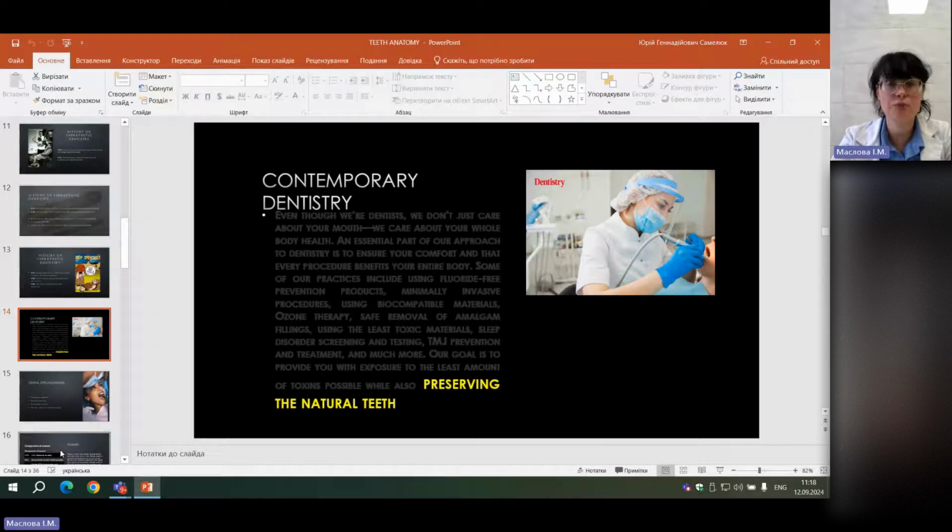The main goal is to provide you with exposure to the least amount of toxins possible while also preserving the natural teeth. Today, the principles of dental treatment have changed relative to ancient times, even in the last decade.